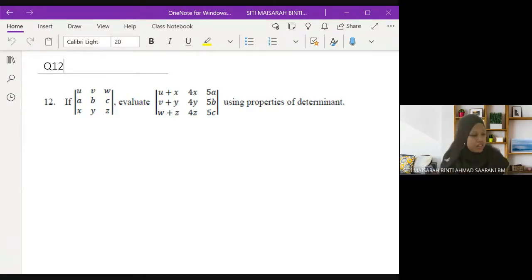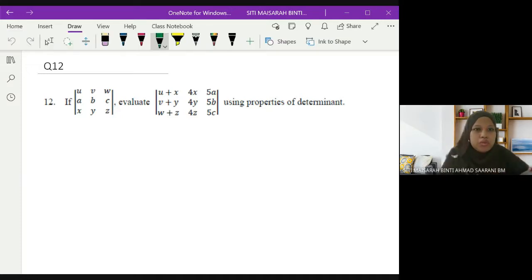So Media repeat lah. Okay, let's start with question 12. Question 12 asks to find, if the determinant of U V W, A B C, X Y Z is equal to 50. Kat buku awak betul kan? Evaluate the determinant of U plus X for X 5A, V plus Y for Y 5B, W plus Z for Z 5C, using properties of determinant. Disuruh guna properties of determinant.